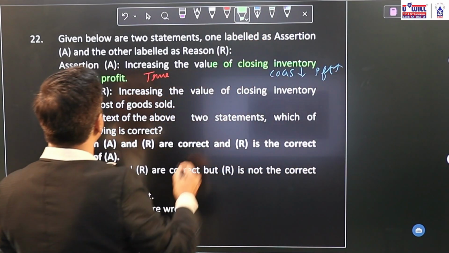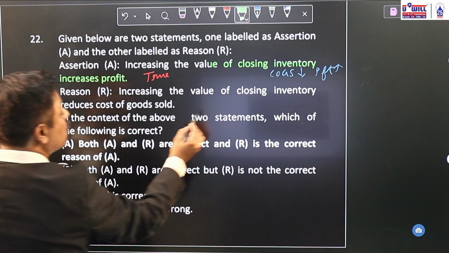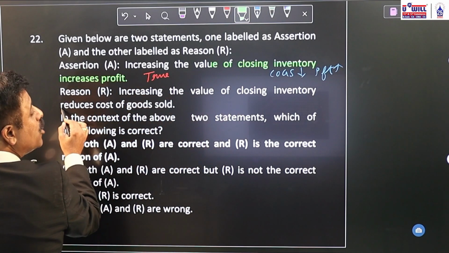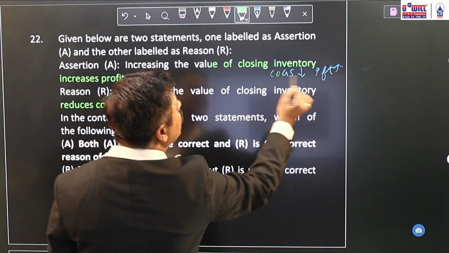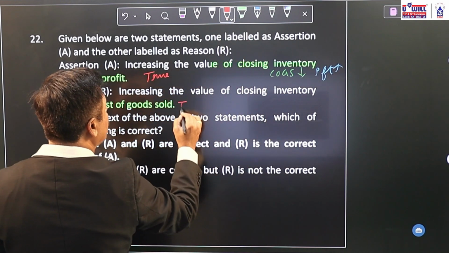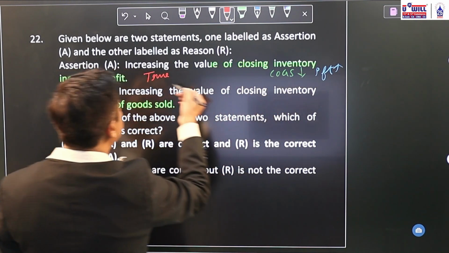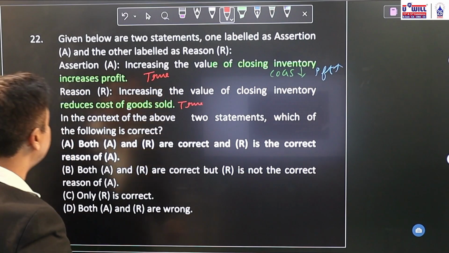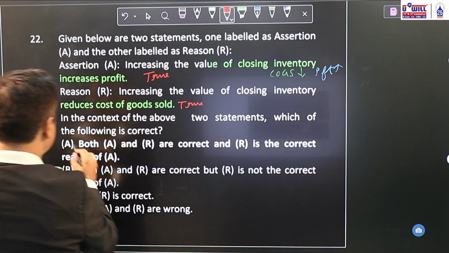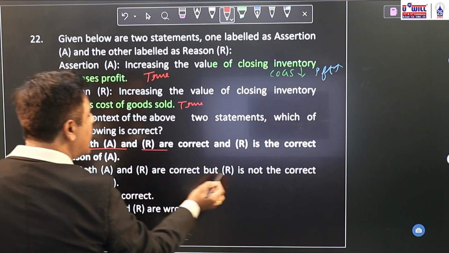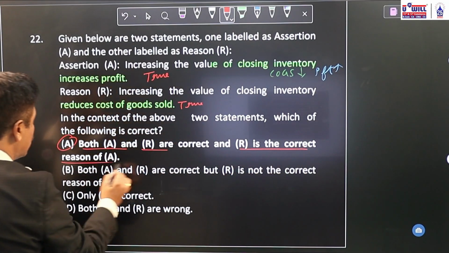Then second, increasing the value of closing inventory reduces the cost of goods sold. This is what I told you here. So this is also true. And it is the correct reason. This is actually the reason why the profit is increasing. So both are correct, A and R, and it is the correct explanation or reasoning of A.